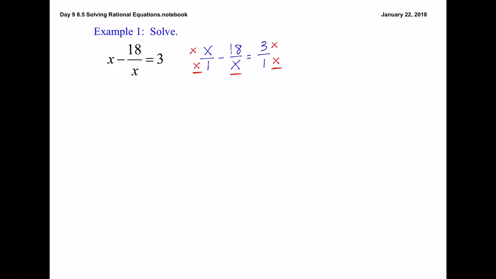So when we distribute this out, we get x squared over x minus 18 over x equals 3x over x. Our denominators all match, so we want to find our extraneous solutions. For our extraneous solutions, we set our denominator equal to 0, and we say x cannot equal that number. So if we had x equal to 0, it would make our function undefined.